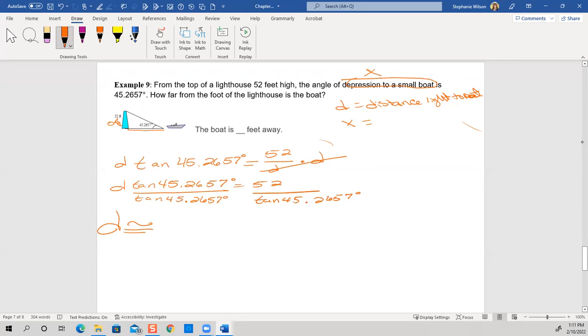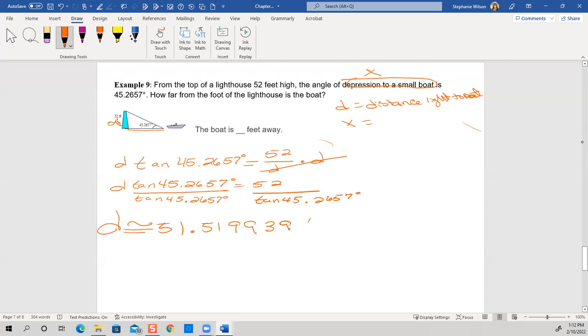And just be careful. I got 52 divided by my tangent. And you've got to make sure that the tangent's in the denominator, 45.2657. Make sure you're in degrees mode. And I'm going to round to the nearest whole number here. So before I do it, I want you to see what I get. I get this.